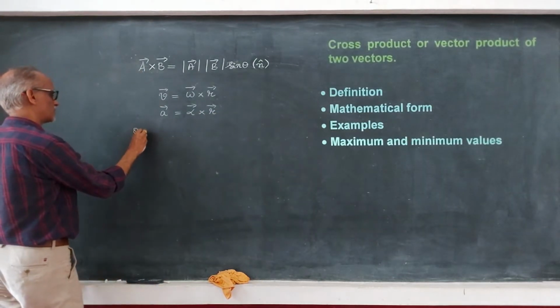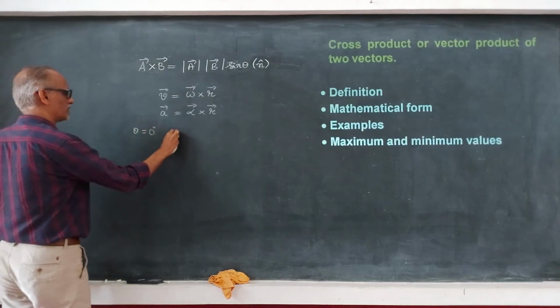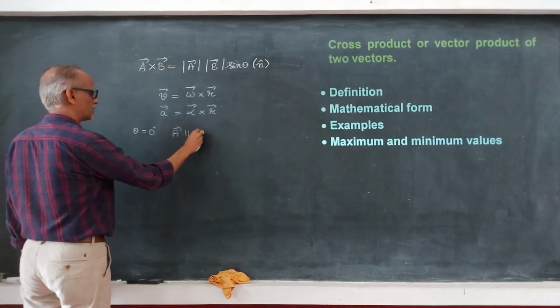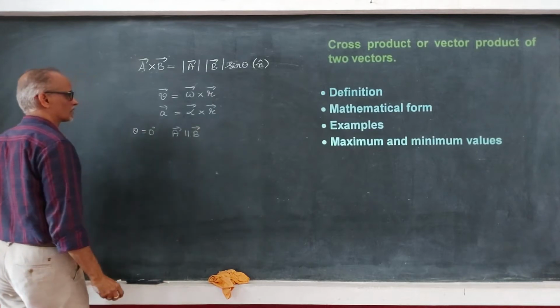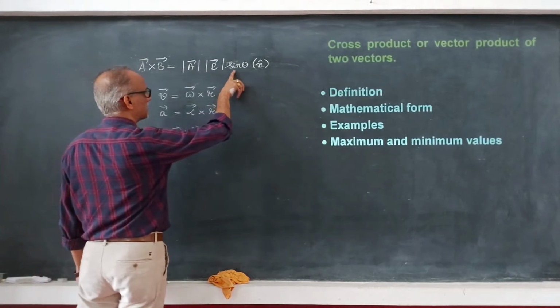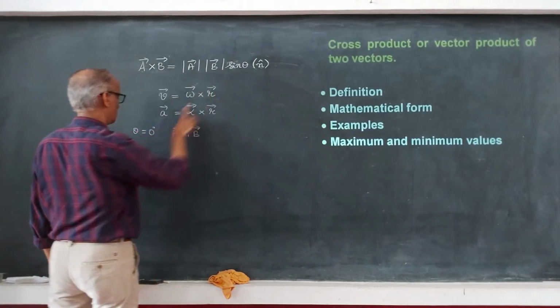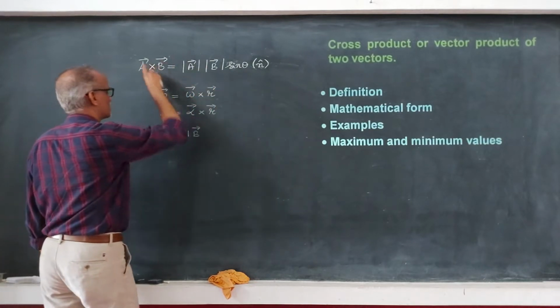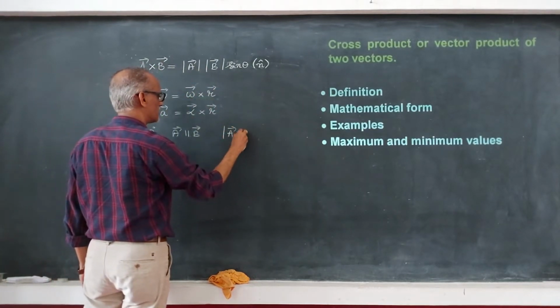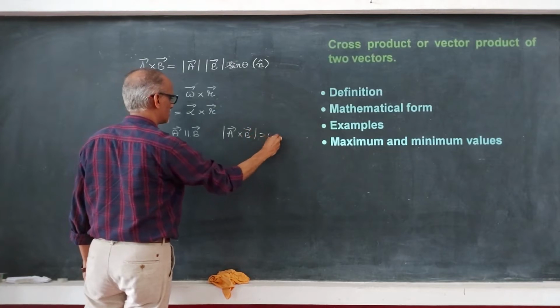Next, when it is the maximum, let us consider when theta is 0. Theta 0 means vector A is parallel to vector B. Here sine 0 is 0. So, therefore, we get the magnitude of A cross B as 0.